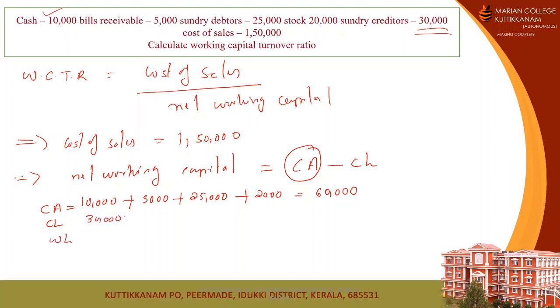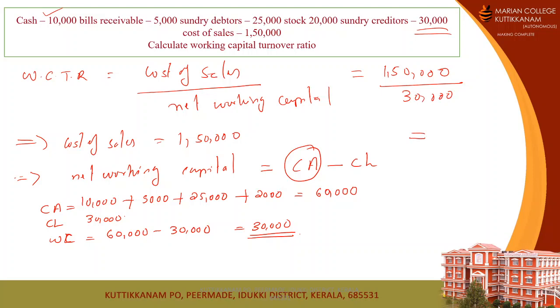So what about the working capital of the company? We need to deduct 60,000 minus 30,000. That means 30,000 is the net working capital. So now we can put these figures in the equation. Cost of sale, that is 1,50,000 divided by net working capital, 30,000. So 1,50,000 divided by 30,000 means 5. That is, 5 times the working capital will be turned over. So this is all about working capital turnover ratio.